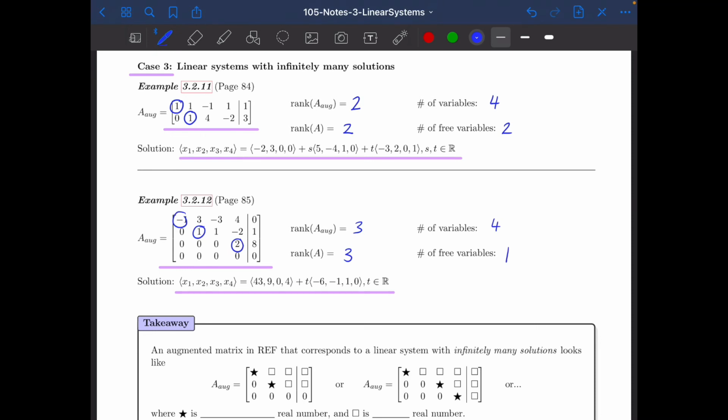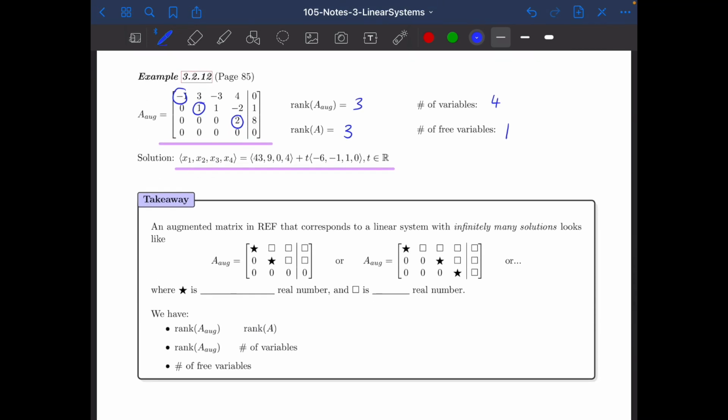Now in general, let's look at this takeaway. An augmented matrix in row echelon form that corresponds to a linear system with infinitely many solutions looks like, here we have 2 examples. And again, each star is a non-zero real number, and each square is any real number.